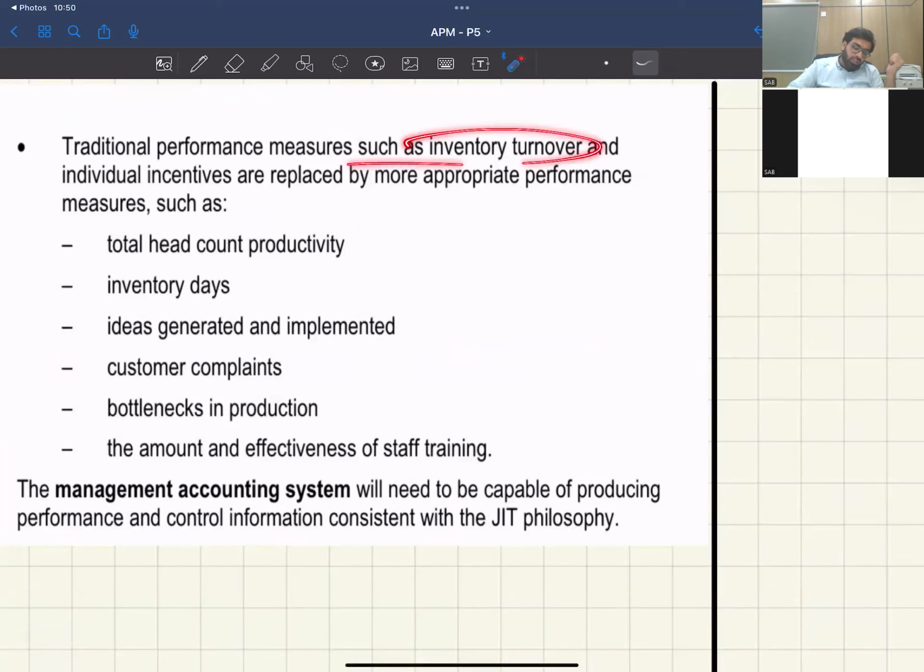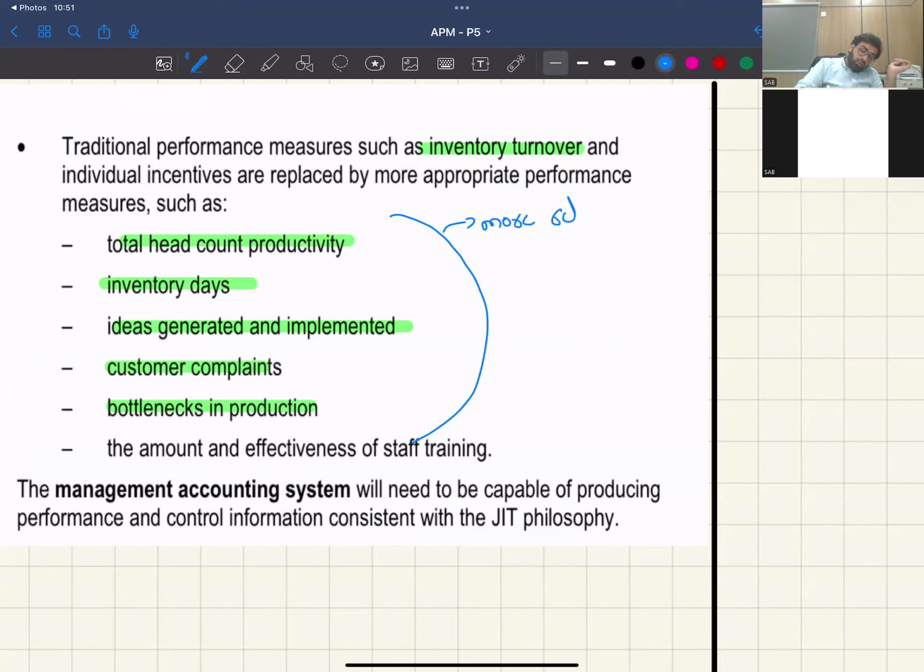Now, traditional performance measures such as inventory turnover are replaced by more appropriate performance measures. So initially, inventory turnover was your measure, how many days it requires to sell out your inventory. And it's replaced by headcount productivity, inventory days, ideas generated and implemented, customer complaints, bottlenecks, right? So you involve your staff in more relevant KPIs rather than these.